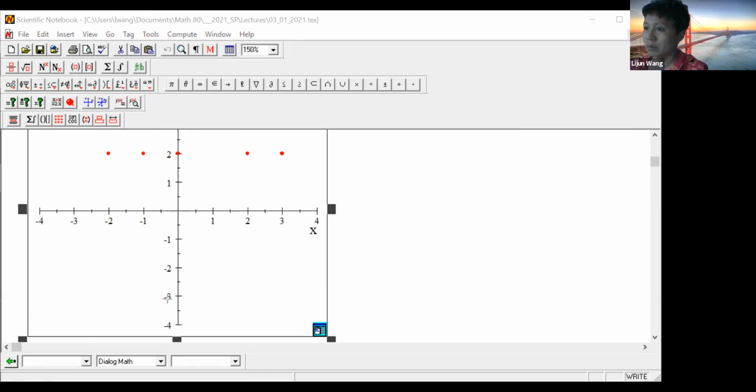What is input 3? Input 3, how much is 3? And what is the output? The output is this height. So the horizontal measurement from the origin gives us the input. The vertical measurement from the origin, the height, you can imagine this is sea level, the x-axis, and this is 3, and this is 2. So this point indicates 3 is the input, 2 is the output.